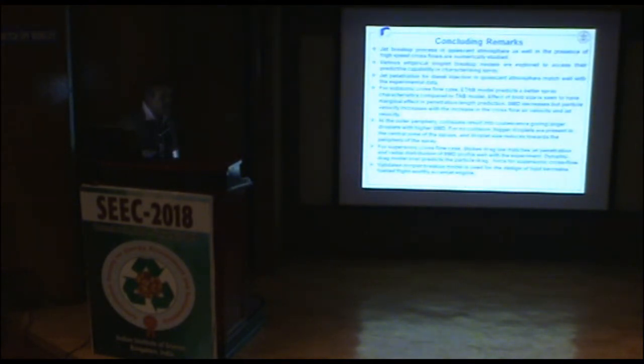Coming to the last slide, the jet vaporization process in the quiescent atmosphere as well as in the presence of crossflow is numerically studied. Various empirical droplet breakup models are explored to assess their predictive capabilities. Jet penetration for the diesel injection in quiescent atmosphere matches well with experimental measurements. For subsonic crossflow, the ETAB model predicts better flow characteristics compared to the TAB models. SMD decreases, but particle velocity increases with the increase in the crossflow air velocity and the jet velocity. For the supersonic crossflow, the Stokes-Cunningham drag law matches jet penetration and the radial distribution of the SMD profile well with the experiment.